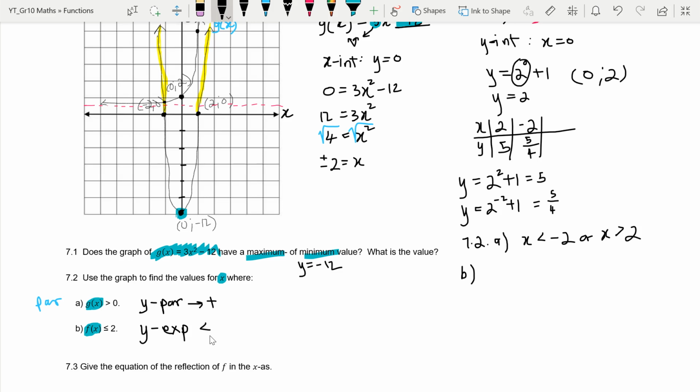Okay, I'm just going to write that. Smaller or equal to 2. So we are going to go find that on our graph where that is smaller than 2. So if I identify that y value of 2 for the exponential, it is right over there. So where are the y values of the exponential smaller or equal to 2? It is that part of the graph that we are looking at.